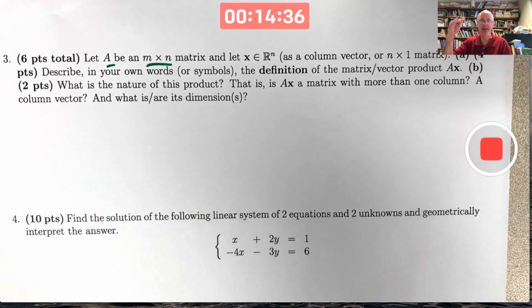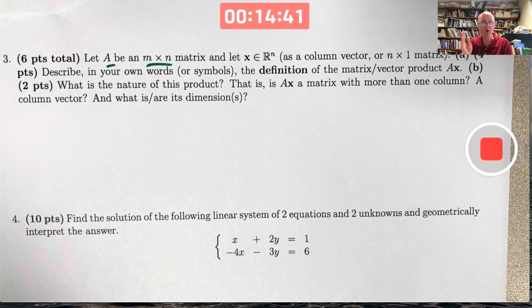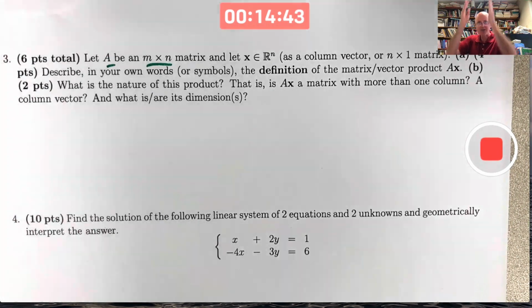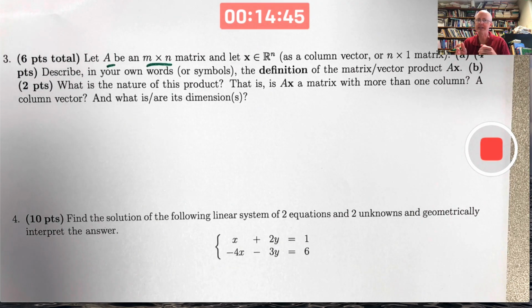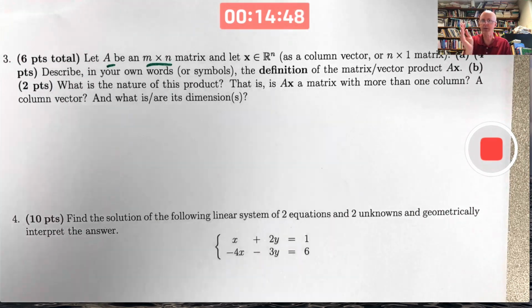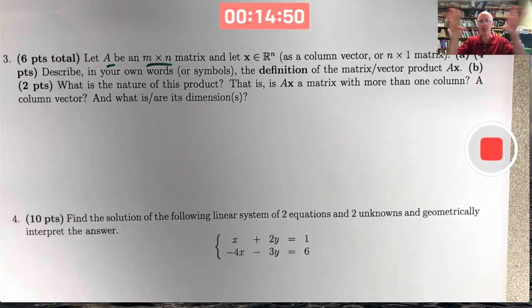Watch what I'm doing here. If m, for example, is bigger than n, you're going to have more rows than columns. It's going to be a tall and skinny matrix. If m is smaller than n, you're going to have fewer rows than columns, and it's going to be long and skinny sideways, like that.